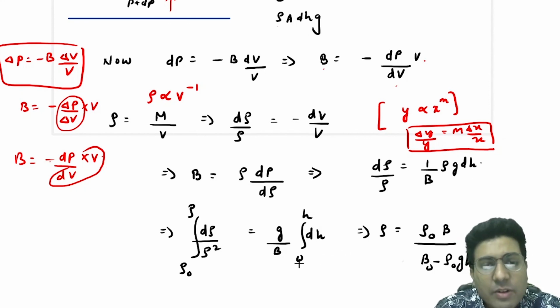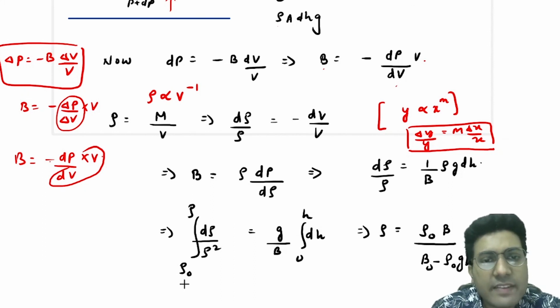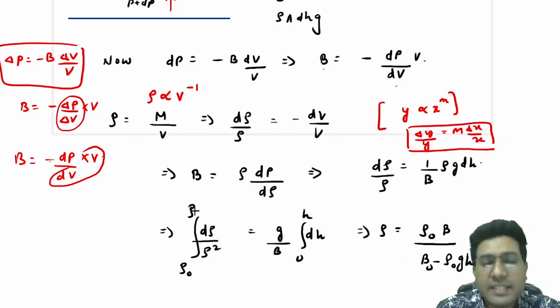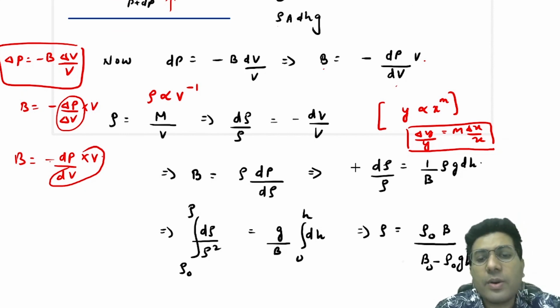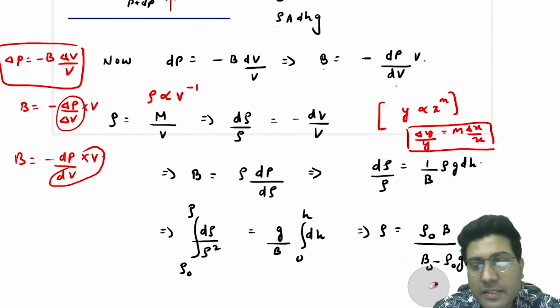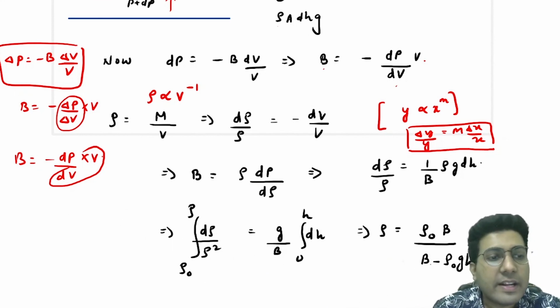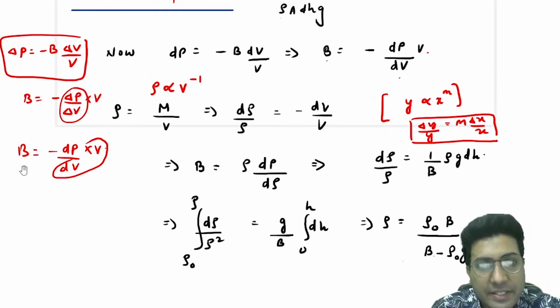Now at h equal to 0, that means at the surface, the density is rho naught, it is given in the question. And at any depth h, suppose the density is rho. So in this case you will say that rho is equal to rho naught B by (B minus rho naught g h). So this is the variation of density with height.